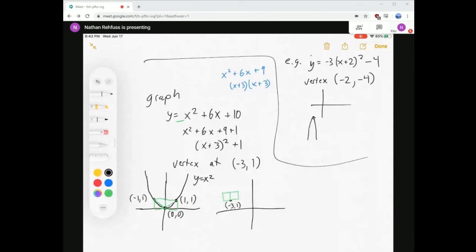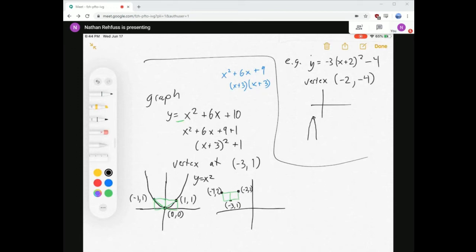Then this will be 1 to the right, -2. And this will be 1 to the left, -4. And they'll both go 1 up. So 1 plus 1 is 2. And so those are two other points on the parabola. And it looks like this.